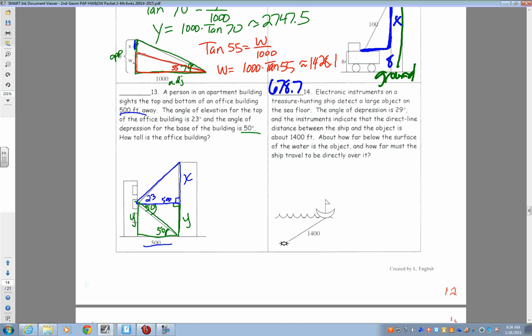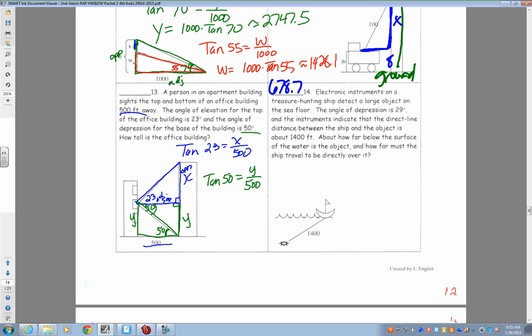But for both, we have opposite labeled and adjacent labeled. So we have two trig functions for x and y, and they both use tangent because it's opposite and adjacent. So it's the tangent of 23 equals x over 500. And then for y, we have the tangent of 50 equals opposite, which is y, over adjacent, 500. Both variables are on top. So what do we do to solve them?